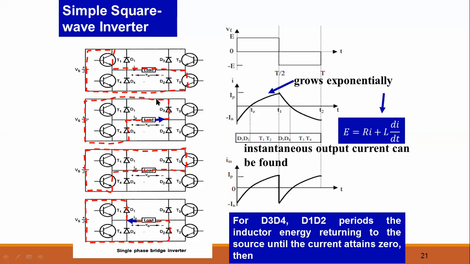But if the load is resistive, then the output current waveform will be the same as the output voltage waveform. But in case the load is inductive, the current waveform will exponentially rise and exponentially decay.